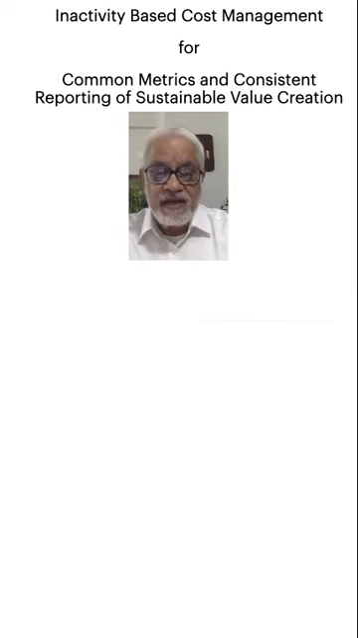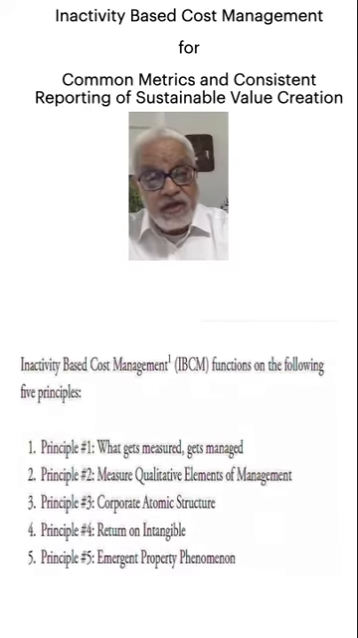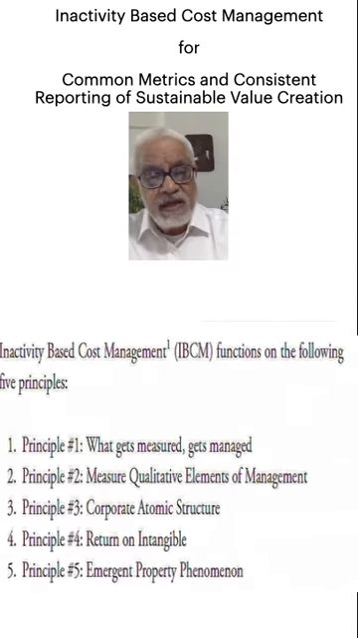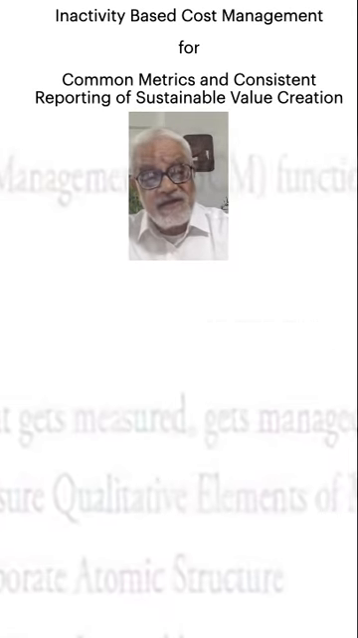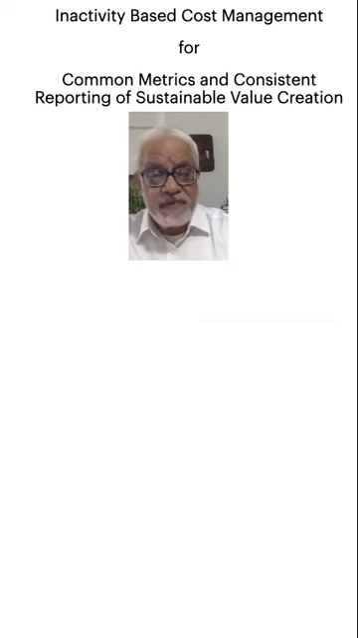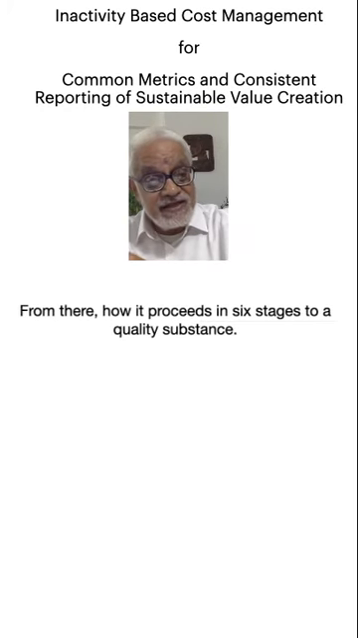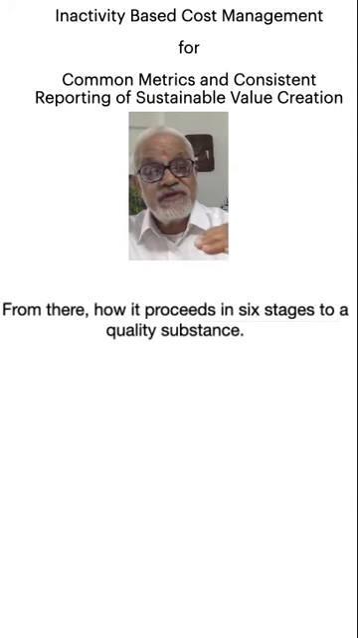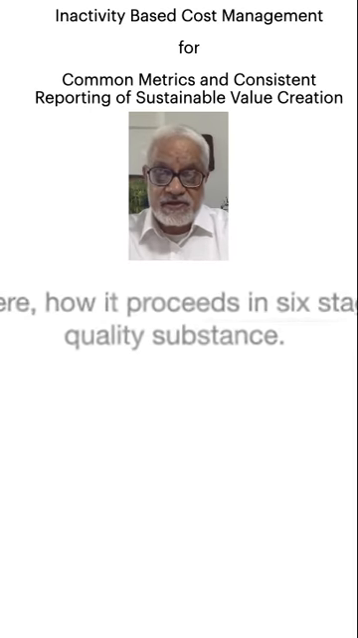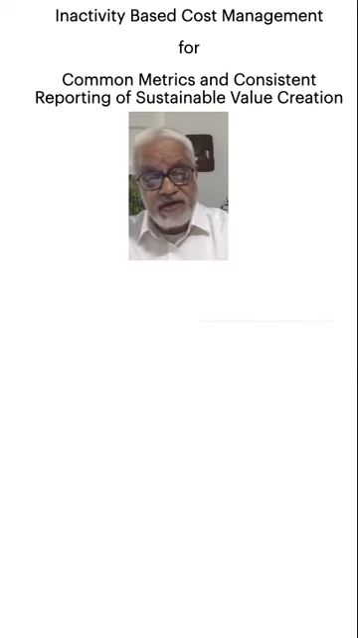That is principle 1. Principle number 2, how to measure qualitative elements of management. Ethics is subtler than the subtle. Ethical motive is subtler than the subtlest. What you will find from the book is a methodical, creative process, taking out of nothing, where ethical motive is in the space of nothingness. From there, how it proceeds in 6 stages to a quality substance. We are living in a three-dimensional universe. It has to be on the tangible substance. Once a substance of quality is being created, we are in a position to identify what we are talking about. So that is principle number 2.